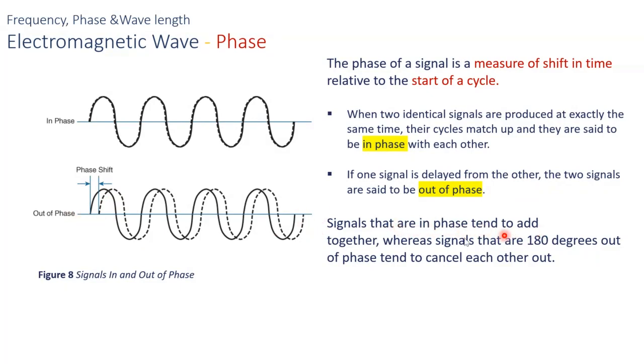Signals that are in phase tend to add together, so these signals strengthen each other. The signal will be stronger because they are in phase and they are adding to each other. Here the signal is stronger. Whereas signals that are 180 degrees out of phase, if there is a 180-degree shift between each other, they will cancel each other.